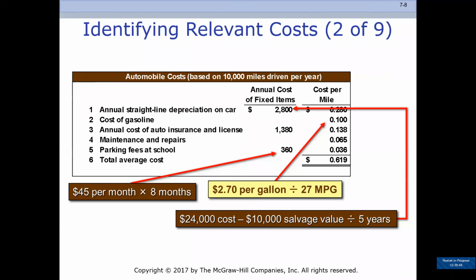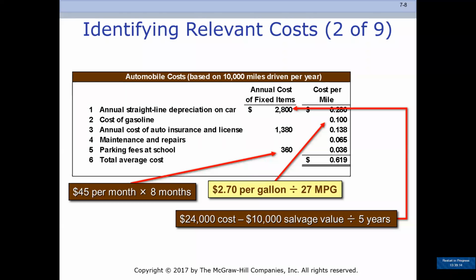All of those costs are relevant, right? The parking fees at school, she's going to pay that whether she takes the train or the car. Maintenance and repairs, so you're saying that's relevant? No, it's not relevant. Okay, that's just to throw you off. I guess it didn't throw you off because you caught that. Anything else there that's not relevant? The insurance? Yes, the insurance, she's going to pay that whether she takes the car or the train.